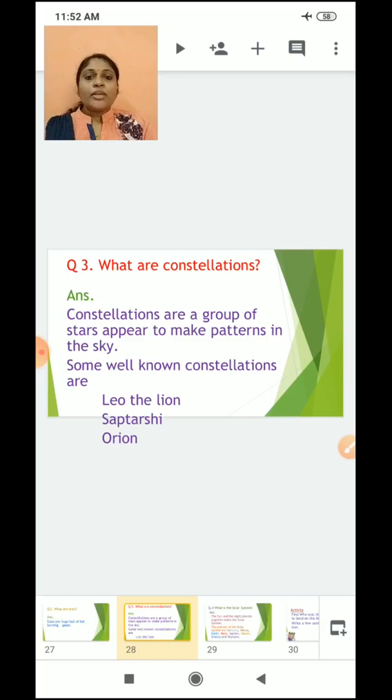And second point, some well-known constellations are Leo the Lion, Saptarishi, or you can write the Great Bear, and third one is Orion. Some well-known constellations are Leo the Lion, Saptarishi, and Orion. Just write it down, children. Constellations are a group of stars appearing to make patterns in the sky. Some well-known constellations are Leo the Lion, Saptarishi, and Orion.